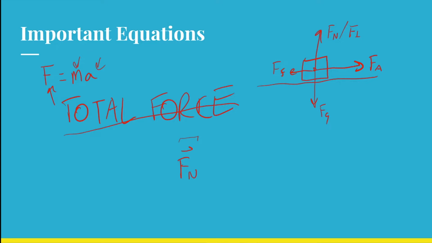So if I'm adding all of these vectors together, the force normal, the force friction, the normal force, and the gravitational force, all of these added together should equal mass times acceleration. This does not mean that the normal force is equal to mass times acceleration. This is not true. Nor does it mean that the frictional force is equal to mass times acceleration. This is also not true. It is the total sum of the forces that is equal to mass times acceleration. So make sure that you know that.